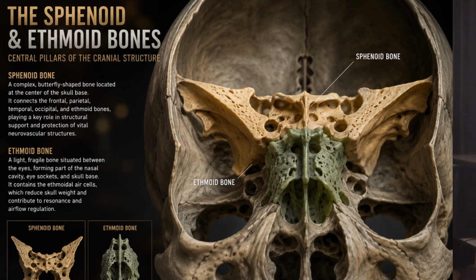ethmoid, and 1 sphenoid. The ethmoid is anterior to the sphenoid, that's at the front of the sphenoid. And then for the face, there are 2 zygomatic bones, 2 nasal bones, 2 inferior nasal concha, 1 vomer, 1 mandible, 2 maxilla, 2 palatine, and 2 lacrimal bones. Those are the 22 bones of the head.